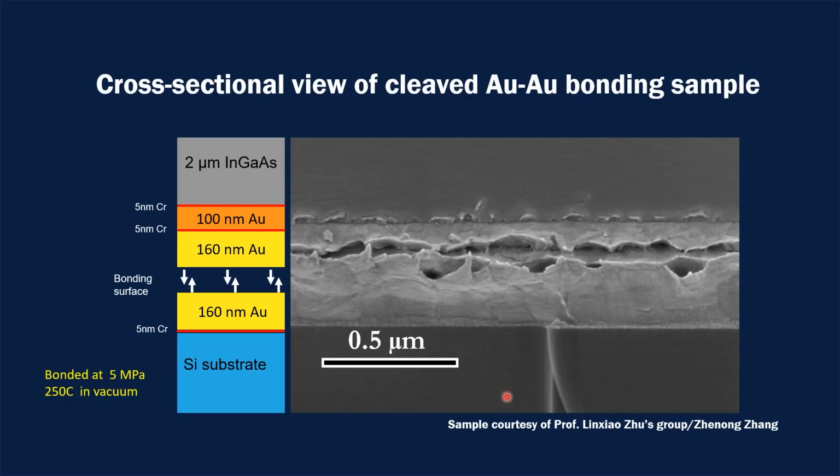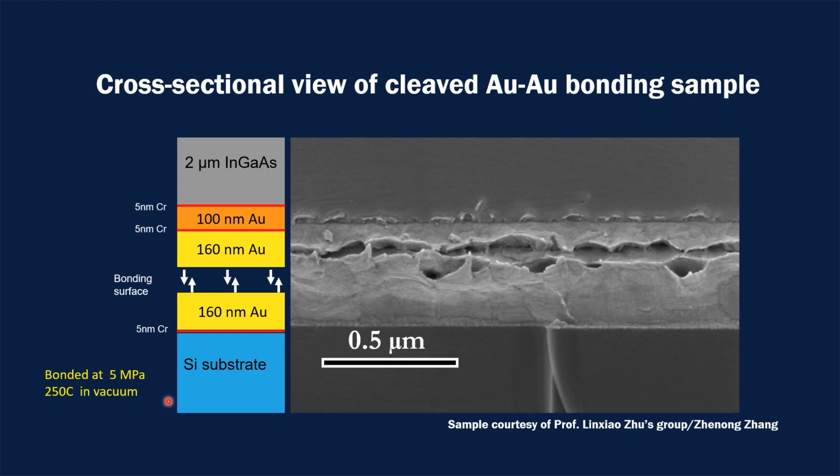This is a very interesting sample from Professor Lin-Xiao Zhu's group for quantum packaging application. The student would like to bond two different substrates, InGaAs and silicon, together. He deposited gold film on both substrates, then put them face to face inside a vacuum chamber, then applied heat and pressure. This is the condition. After bonding, I broke the sample apart using edge cleaving, since it is easy and quick.